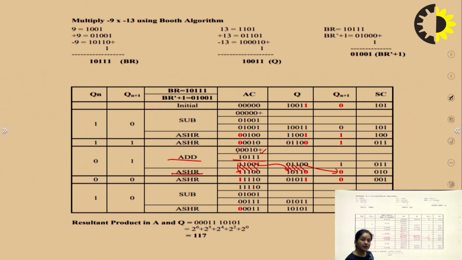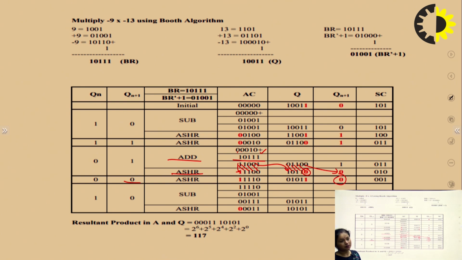Now decrement the counter. It is 2 now. Is the counter 0? Again no. We will go again. So this is Qn plus 1, 0, and what is Qn? 0. The bits are same. We will not perform any operation.